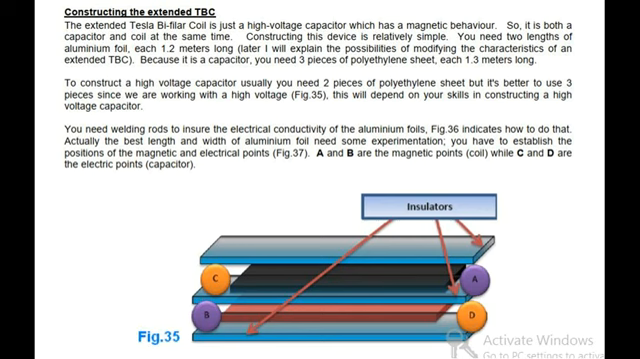Fig 35, this will depend on your skills in constructing a high voltage capacitor. You need welding rods to ensure the electrical conductivity of the aluminium foils. Fig 36 indicates how to do that. Actually the best length and width of aluminium foil needs some experimentation. You have to establish the positions of the magnetic and electrical points. Fig 37. A and B are the magnetic points, coil, while C and D are the electric points, capacitor. Fig 35, insulators.